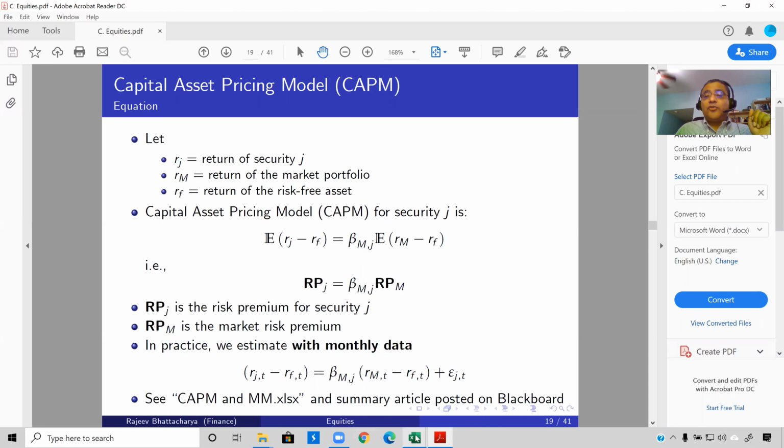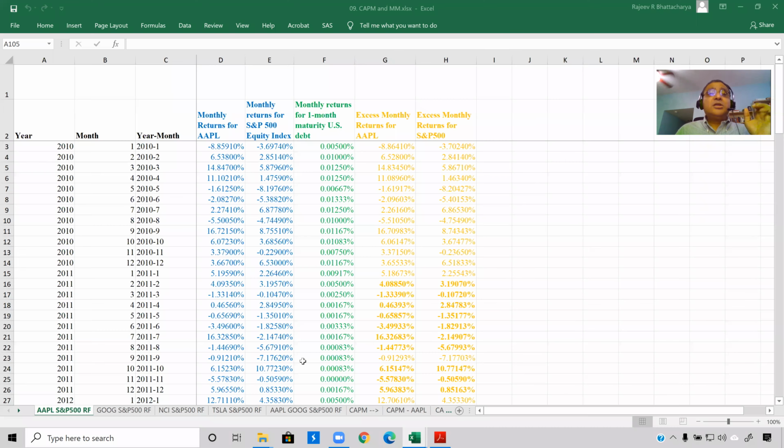So for Apple, for the time period 2010 to the middle of 2018, we're going to use the S&P 500 as the proxy for the market portfolio. We are going to use the 1-month maturity US federal government debt, the 1-month maturity T-bill, as our risk-free rate.